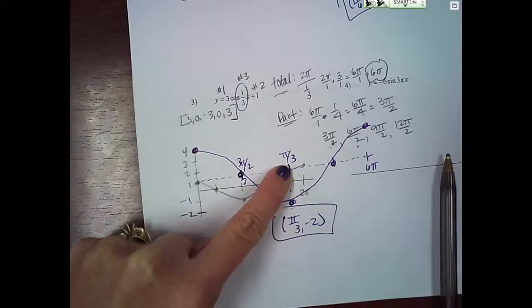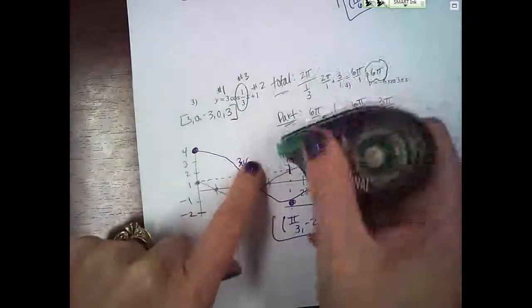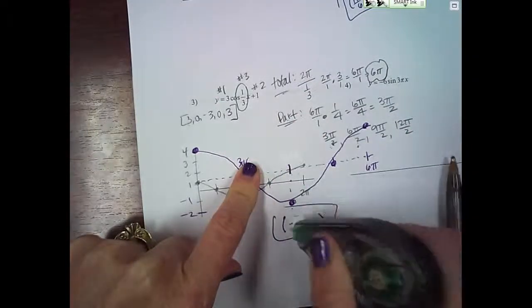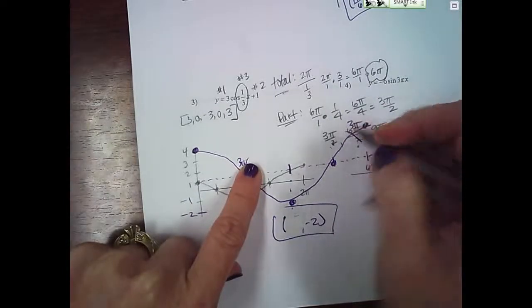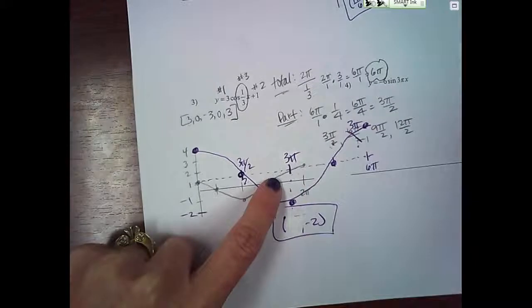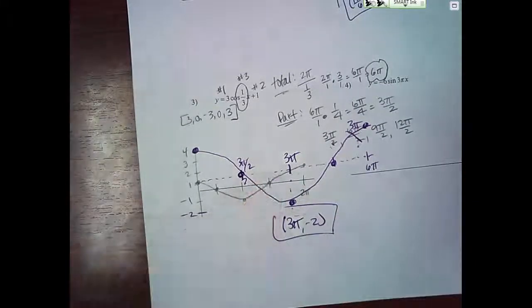I said that wrong. I apologize. 6 pi divided by 2 reduces to 3 pi. I'm sorry. Okay. So 3 pi, -2. And you only have to label one point. Alright, I hope you're getting better at graphing. I'm only going to graph one more. Alright, and it's number 6.